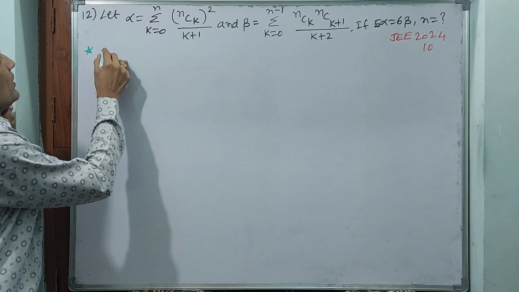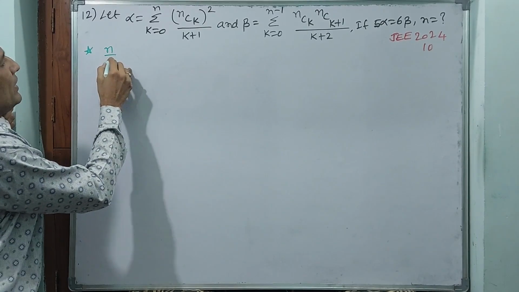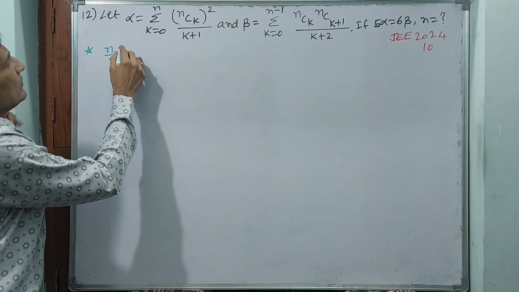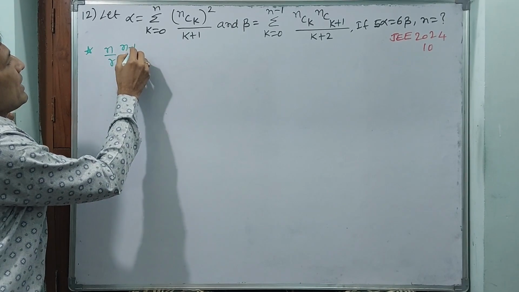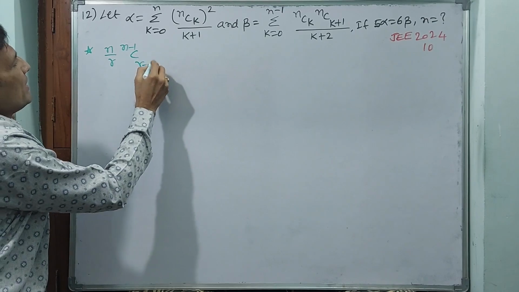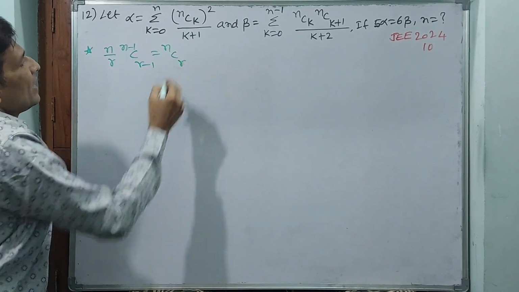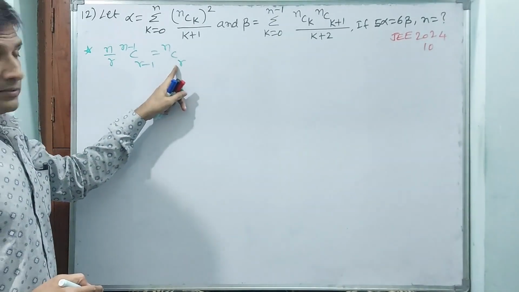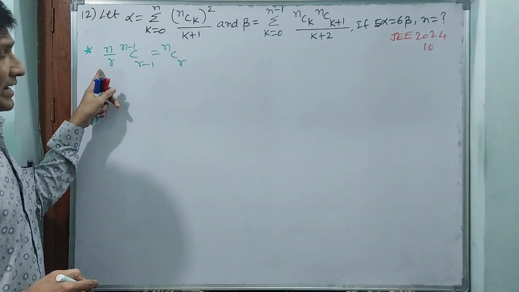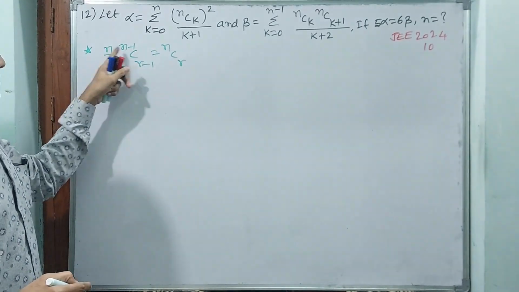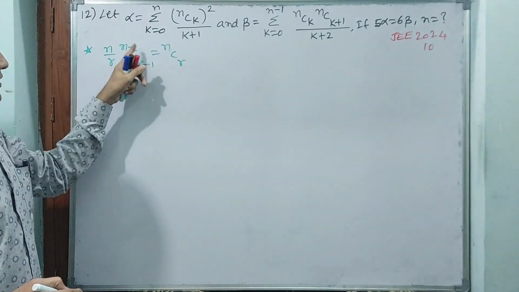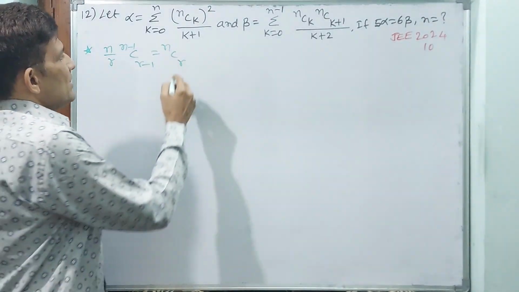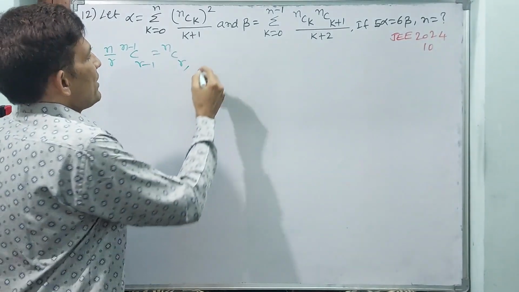See, n by r times n minus 1 C r minus 1 is equal to nCr. That means, see, in nCr you can take out like this. n you can take out, r you can take out. After you are taking out, automatically this is going to become n minus 1 C r minus 1. This is one formula. Another formula, an important formula.